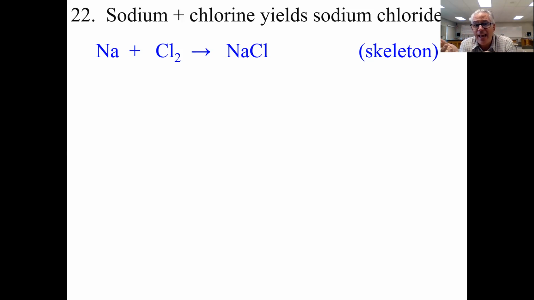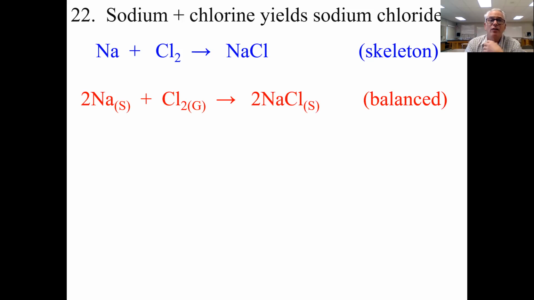Can I make it NaCl2? No, I cannot. The formula is NaCl. Once I write it correctly in the skeleton, I can't change the formula. I'm not going to be able to make just one sodium chloride. Look what I had to do. Two sodiums. I need to do that.